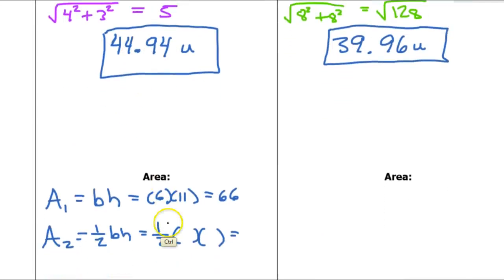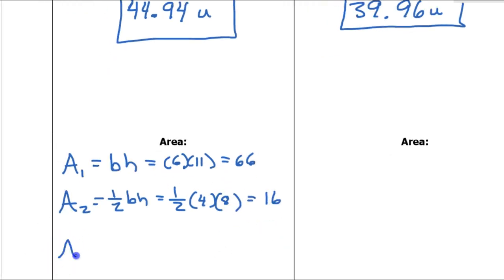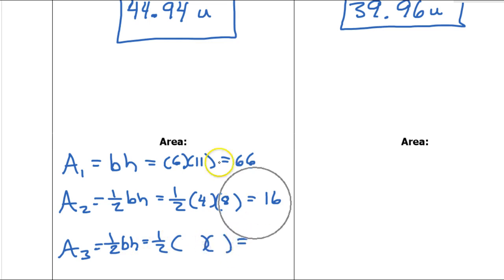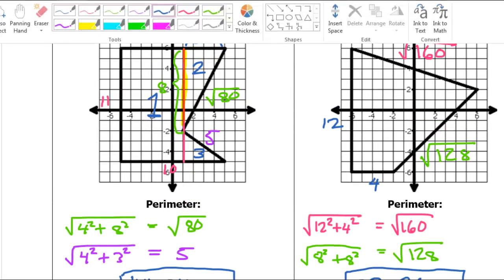So this will be 1/2 times 4 times 8. Half of 4 is 2. 2 times 8 is 16. So area 2 is 16. What about area 3? Area 3 is also a triangle. It's also 1/2 base times height. So I just need to see what the base and height is.